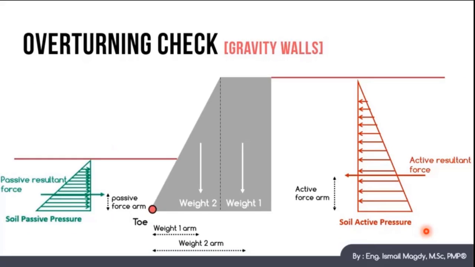Now we are going to check the overturning in case of gravity walls, and in this case the overturning moments are going to be due to the soil active force multiplied by the arm of the force, and the resisting moments shall be passive pressure in front of the retaining wall multiplied by the arm of the force, in addition to the weight of the retaining wall multiplied by the arm, which is the horizontal distance between the wall centroid and the toe point. This is going to be very clear once we start solving our example.